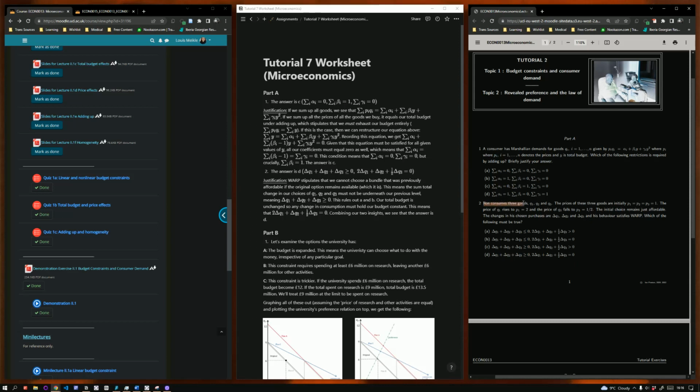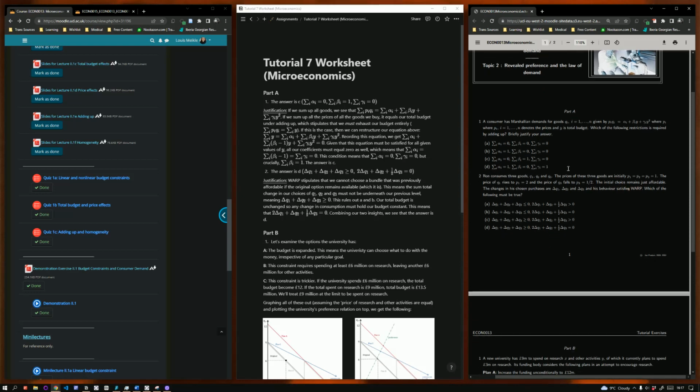Okay. Ron consumes 3 goods, Q1, Q2, and Q3. The prices of these goods are initially just 1. And then the price rises, so the price of Q1 is 2, and the price of Q3 is a half. The initial choice remains just as affordable. That's an important statement. The changes in the chosen purchases are delta Q1, delta Q2, and delta Q3, and this behavior satisfies WARP. So which of the following must be true?